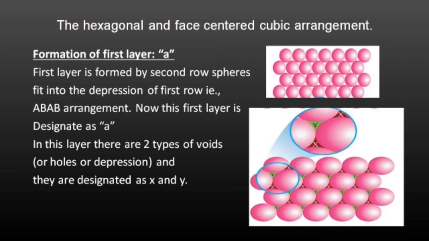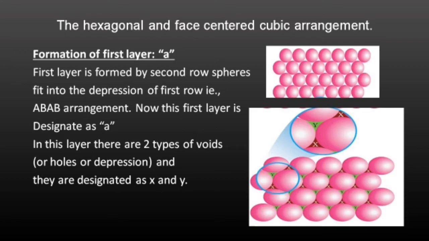Now we are going to see the hexagonal and face centered cubic arrangement. Here we are going to learn layer by layer. First of all, see the first layer formation. Here the first layer is formed by arranging the atoms in capital AB type, that is the second row fits in the depression, that is the void, of the first row. This type of first layer is denoted as small a. Don't confuse capital AB and small a. Capital AB is an arrangement and small a is a layer.